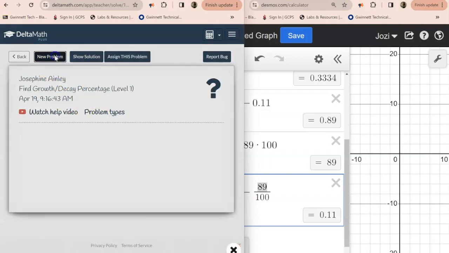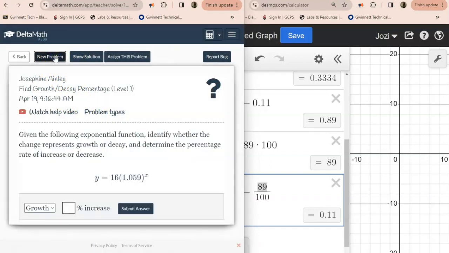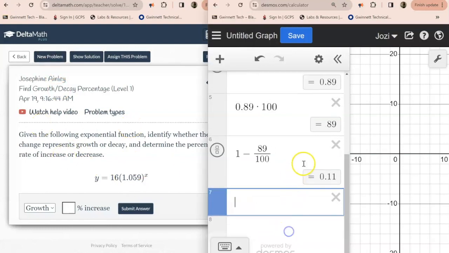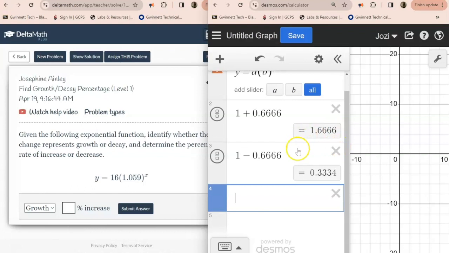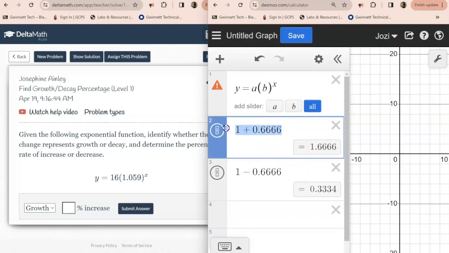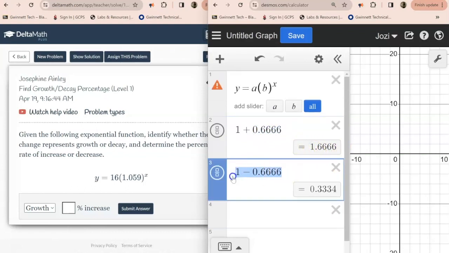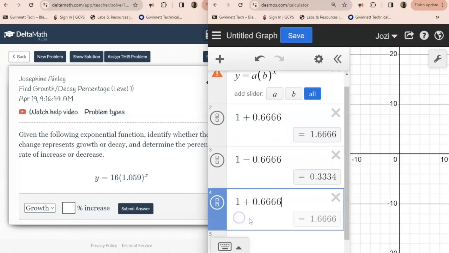All right, let's do this question, okay? So again, remember what we talked about? I have two options. I have growth, number bigger than one, decay, number smaller than one. So what's this? This is growth, okay? Now, what did I do to this number? I did one plus that number, whatever number it is. So I did one plus some random number, right?